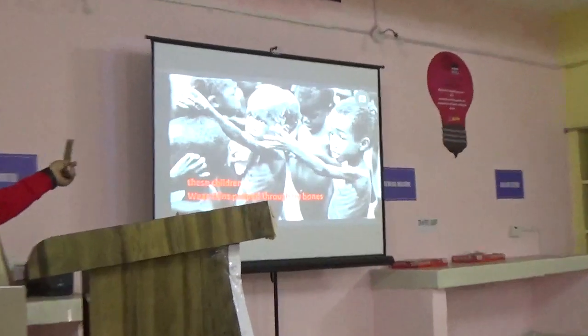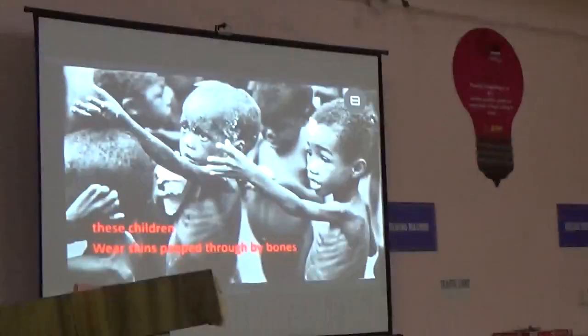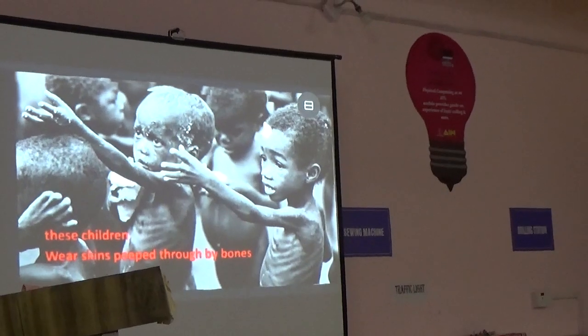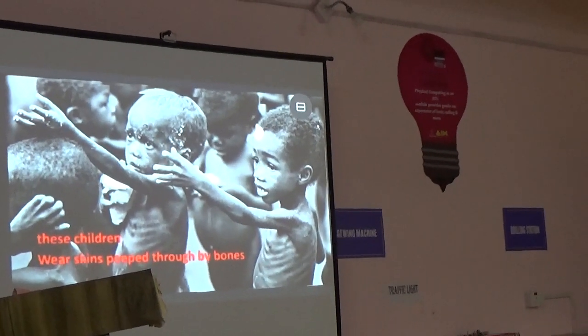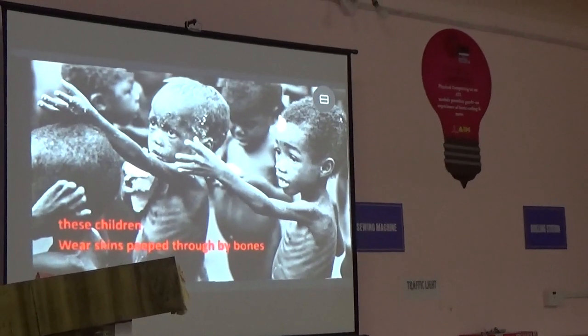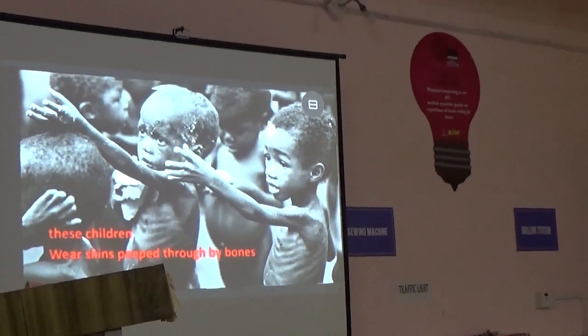This is also a line, these children were skins peeped through by bones. Skins peeped through by bones. Bones चमड़े से झांक रही है, that is what it means. So by these pictures we can show our students a better picture, a better scenario of those people, of those characters in the story or the poem.